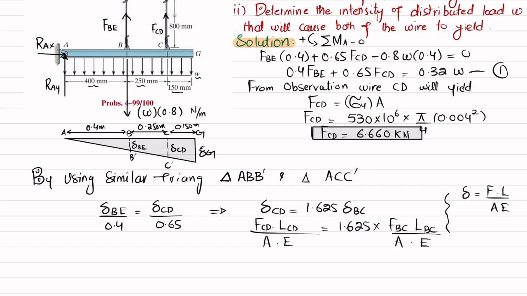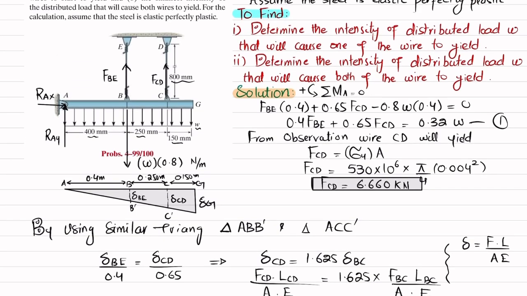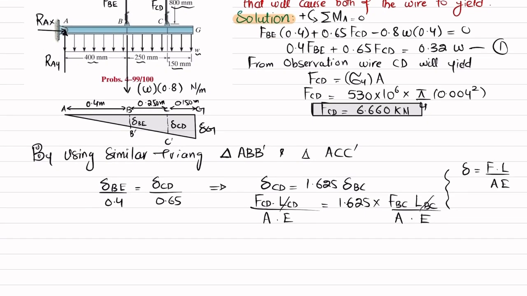So again, you can see both lengths LCD and LBE are 800, so they will cancel. Similarly, area will be the same and modulus of elasticity is the same. So what we will get is that FCD is equal to 1.625 times FBE. Now you have this equation. Let this be equation number 3.